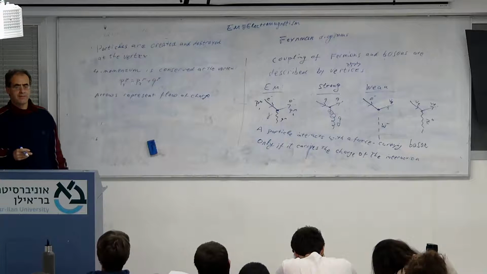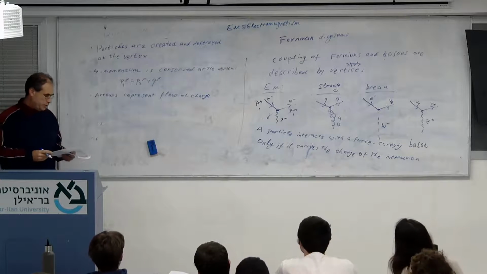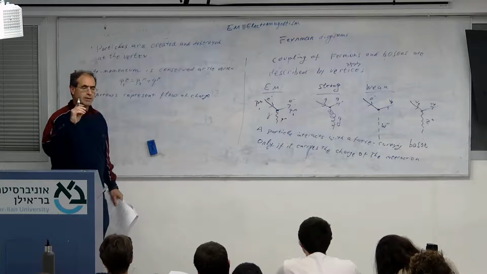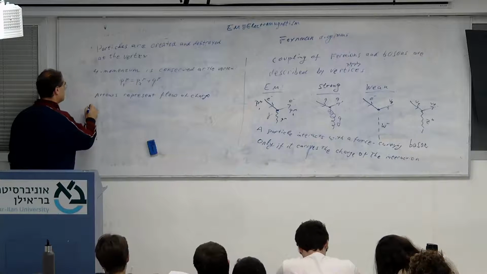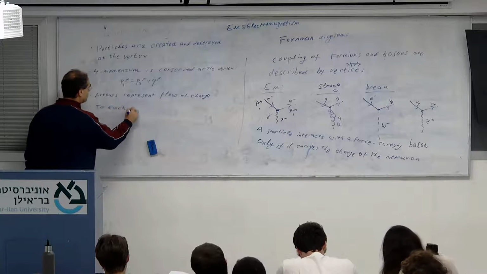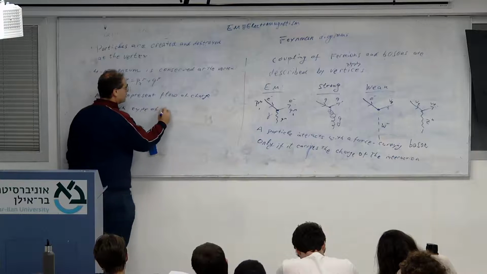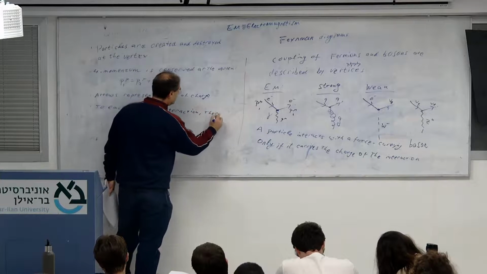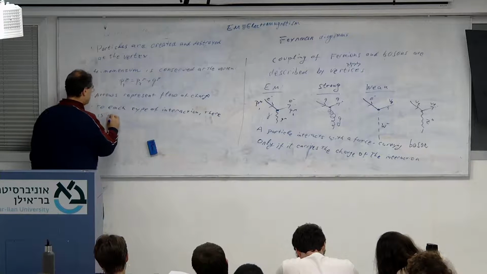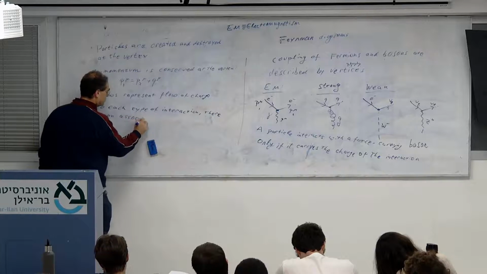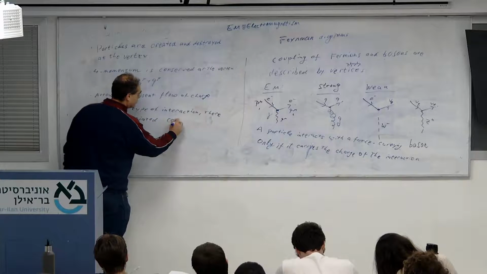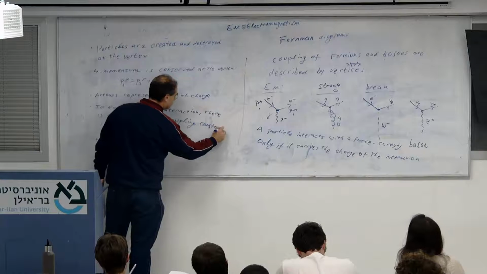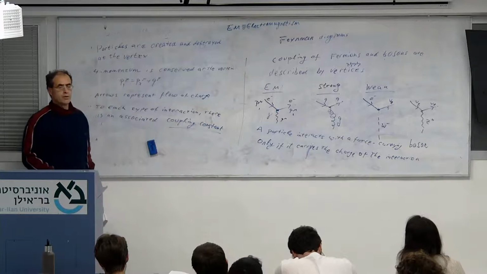Now here comes the key. For each type of interaction, there is an associated coupling constant. Okay? To each type of interaction, there is an associated coupling constant. Normally it's noted by G.